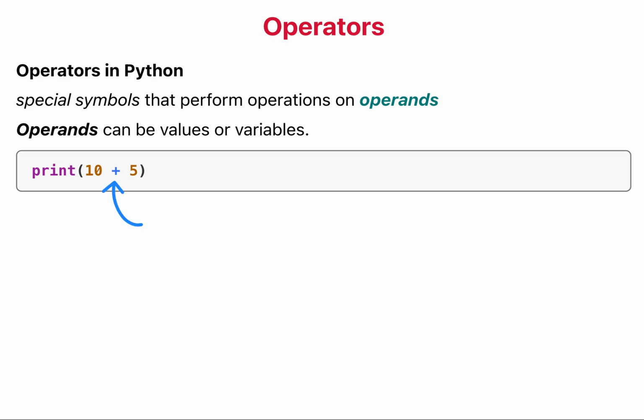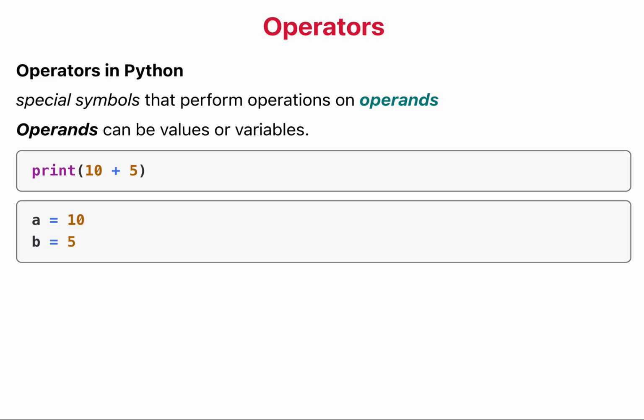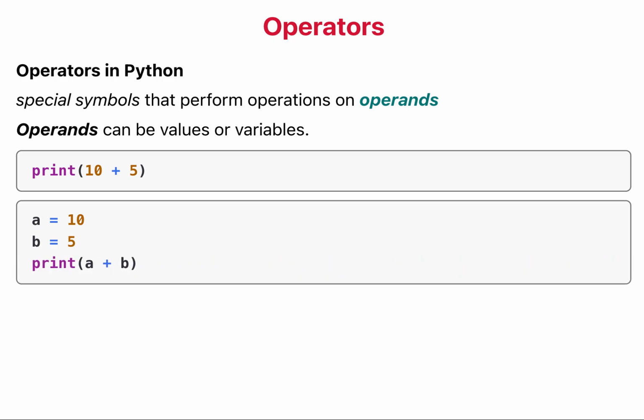Here, plus is called the addition operator, and 10 and 5 are operands for the addition operator. As mentioned earlier, the operands in an operation can be values as well as variables. Here, a and b are variables, and for the addition operator inside the print function, they act as the operands. In fact, apart from the addition operator, here we have also introduced another operator, the assignment operator.